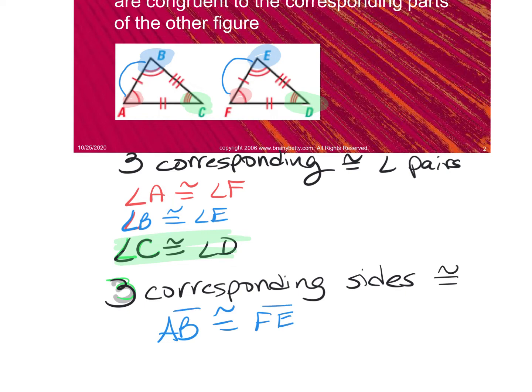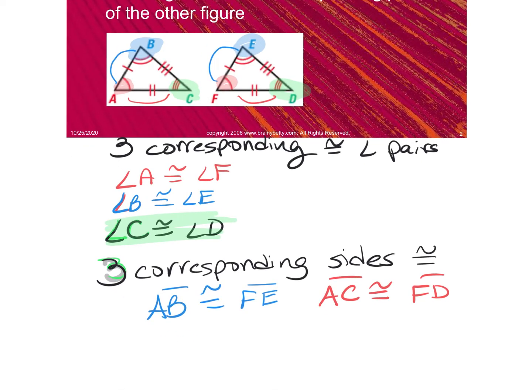And then if I look over here, and again, it doesn't matter the order that you look at the markings, I'll go from the double mark here, A to C, and F to D has the same marking. So I'll show that AC is congruent to FD. They both have the same congruency mark. And then lastly, BC has the triple, and so does ED. So BC congruent to ED. I've now found all six congruent corresponding parts. So I can say that these two triangles are congruent.